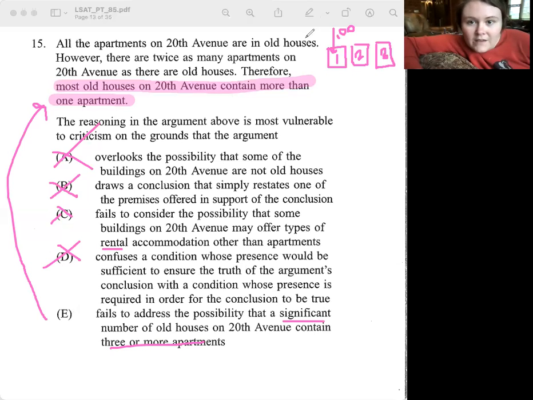Yeah, because we're saying there's twice as many apartments as there are old houses. But if we have, okay, maybe not 100, but like 25 apartments in one old house, there could be more. That's more than the 3 old houses. Okay, yeah, that makes sense. Excellent.